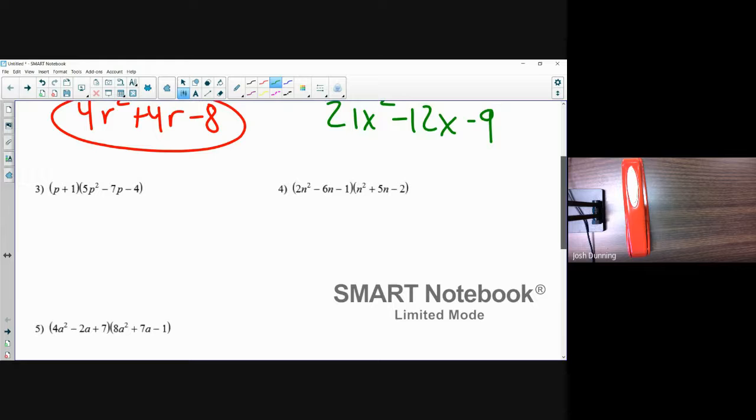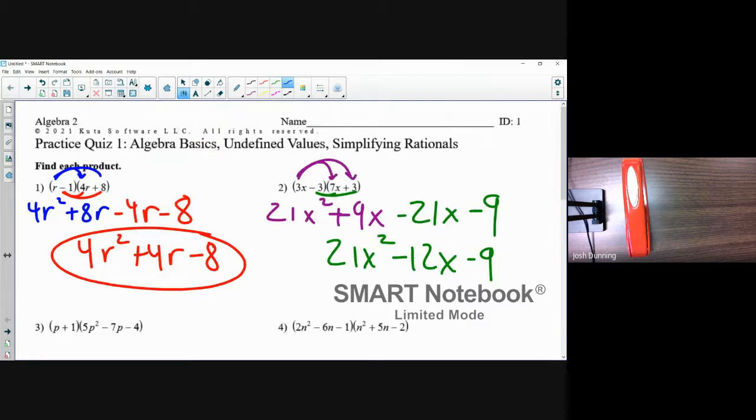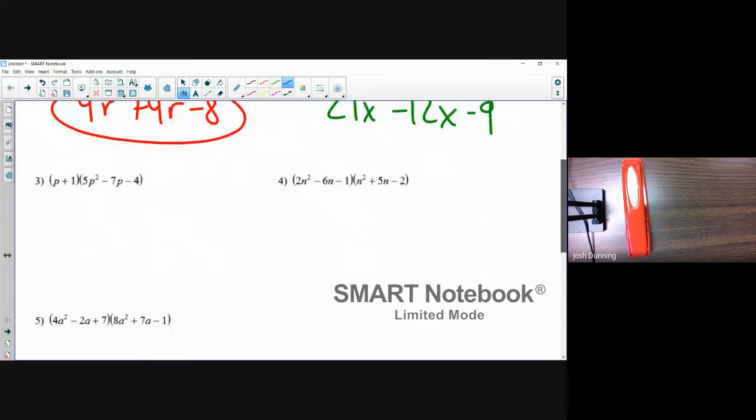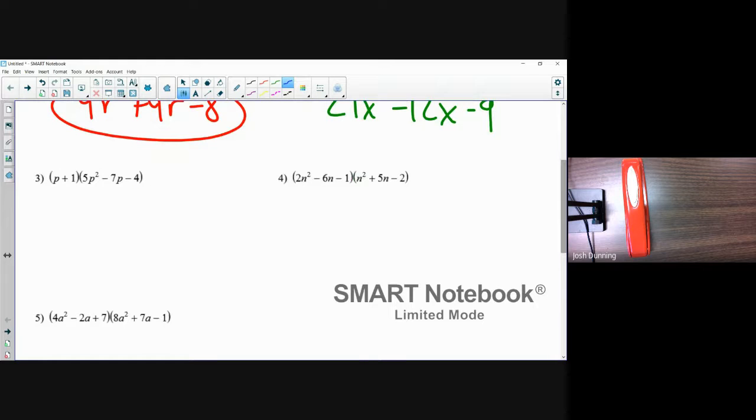Then we get into number 3, a binomial times a trinomial. It's done the same way. There's just going to be more to it. So we'll start out, we'll distribute the p. So all we do there is just p times p squared, which is p cubed. And then minus 7p squared minus 4p.